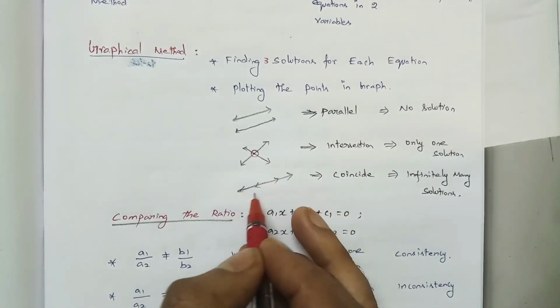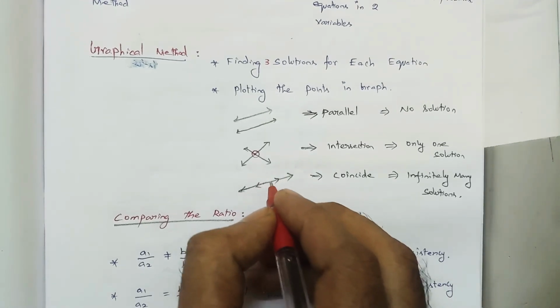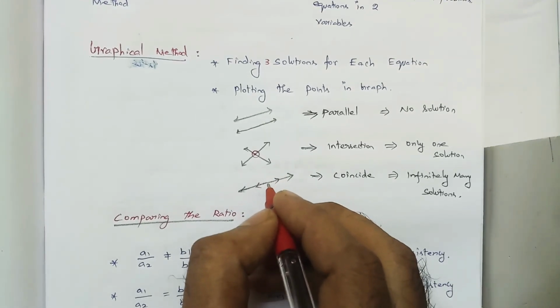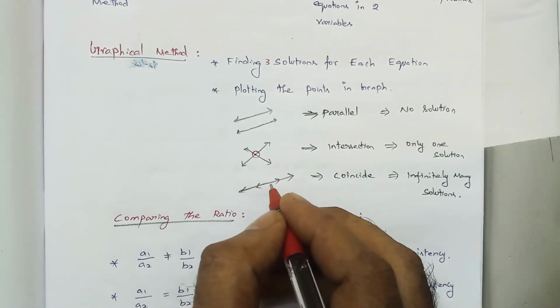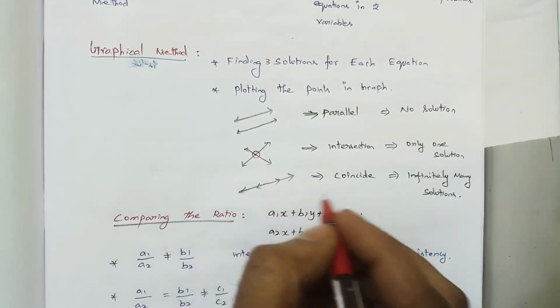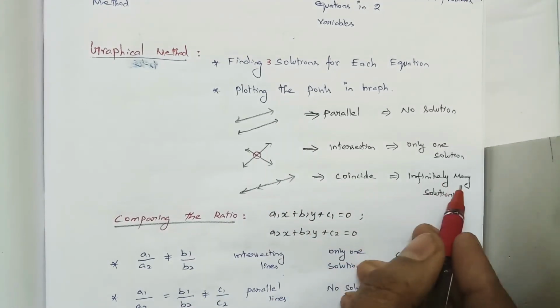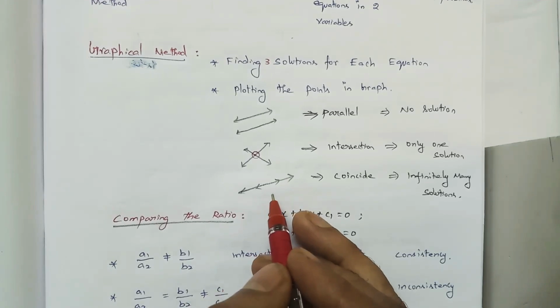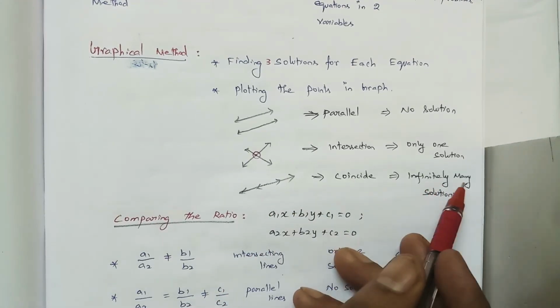Suppose the two lines coincide. Then we have an infinite number of points, and all the coincident points are solutions. Therefore we say there are infinitely many solutions when the graphs coincide.